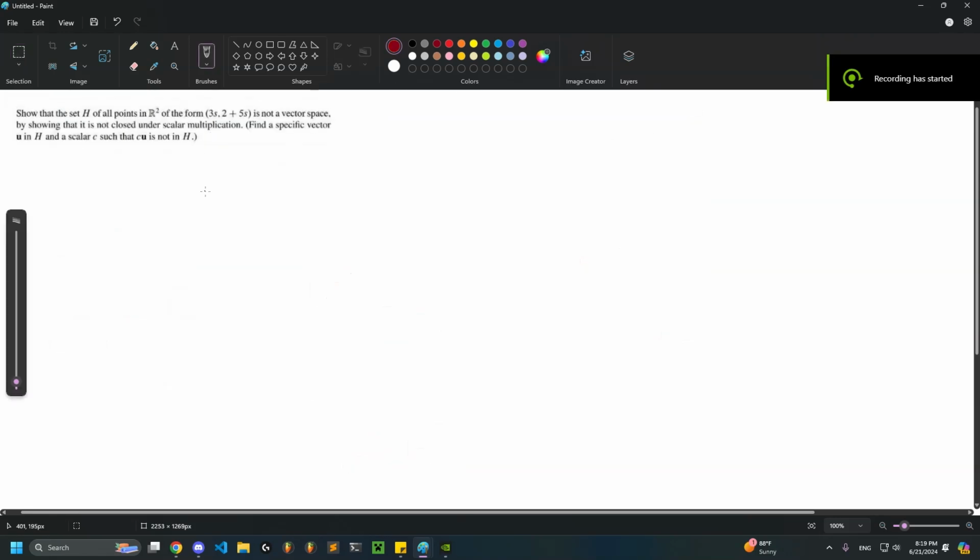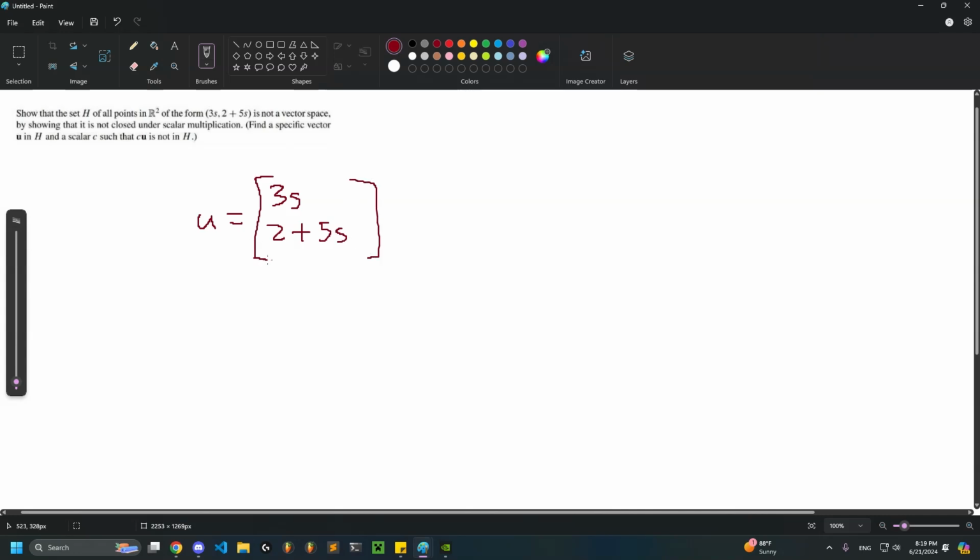For this example, we're going to show that the set H of all points in R2 of the form 3S and 2 plus 5S is not a vector space. We're going to do this by showing that it's not closed under scalar multiplication. So first, we're going to write out the vector in vector form, 3S over 2 plus 5S, so we can see it more clearly.